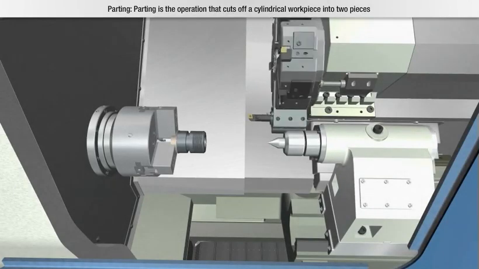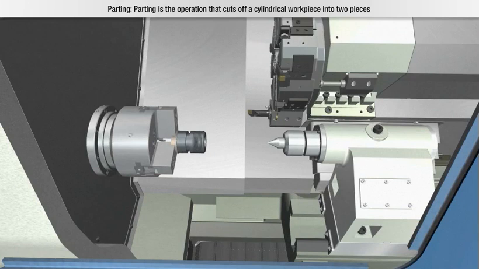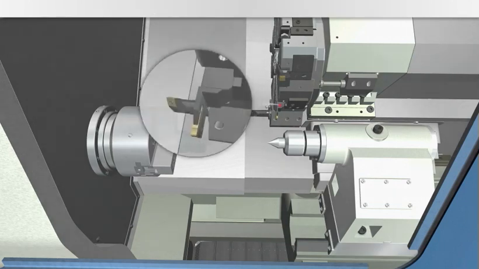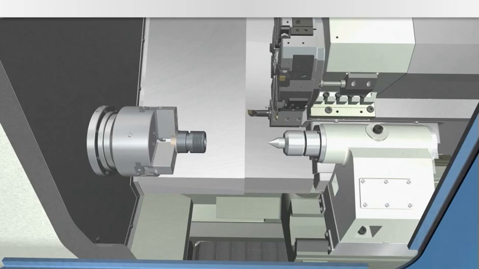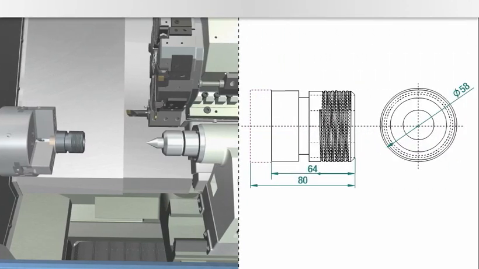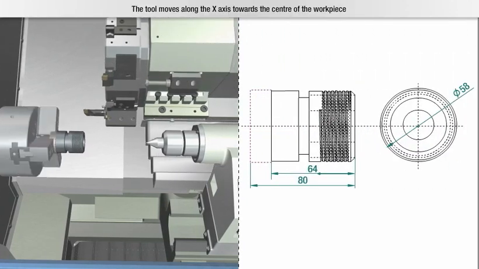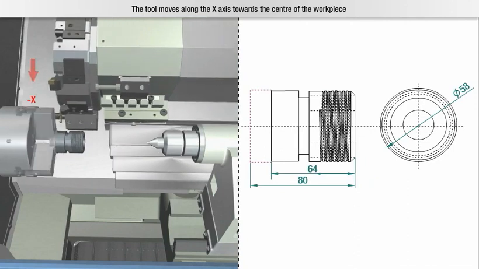Parting. Parting is the operation that cuts off a cylindrical workpiece into two pieces. A parting tool is used to cut off the workpiece. The tool moves along the x-axis towards the center of the workpiece.